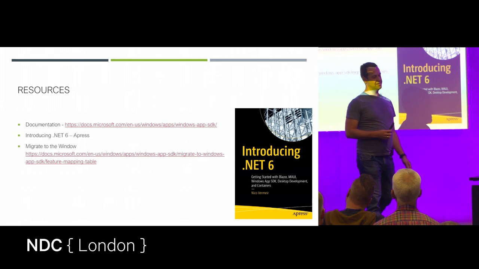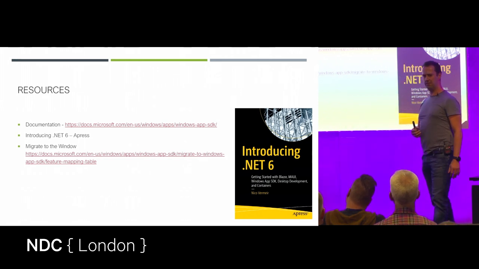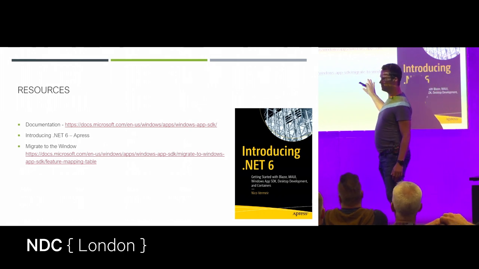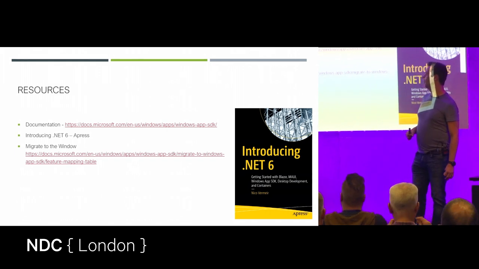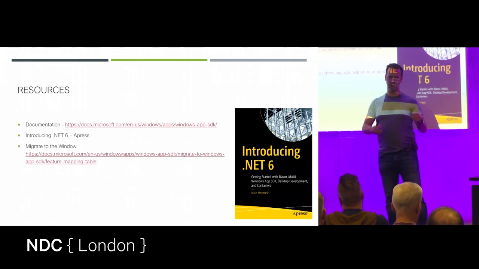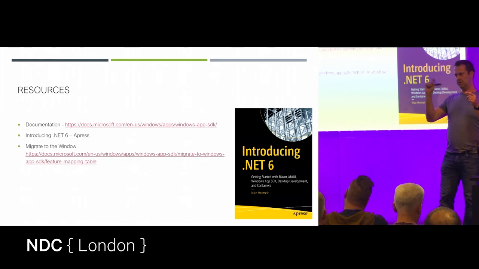Okay, if you have a UWP application, which I believe not many of you do, if you do have one, they offer you a guide to migrate that application to the Windows App SDK, which also has a table which this link points to. It has a comparison table on features that are in UWP or in the Windows App SDK and how compatible they are or not.